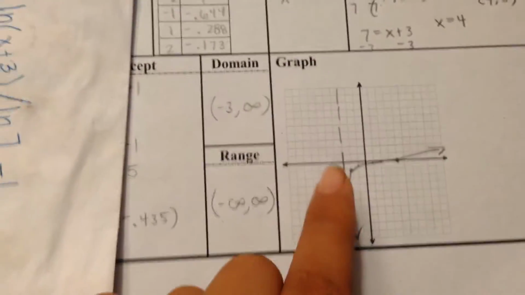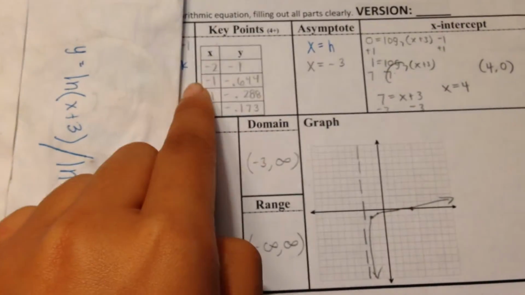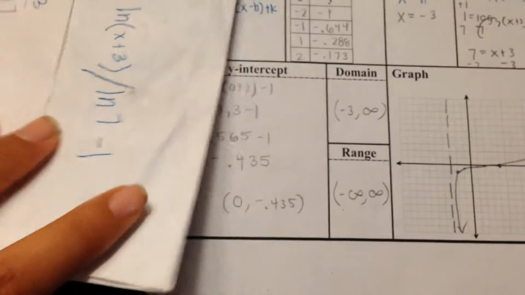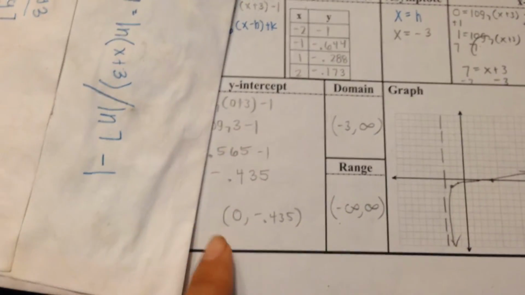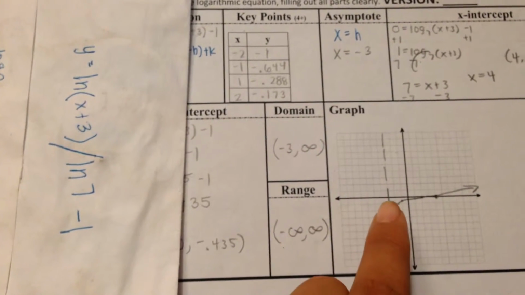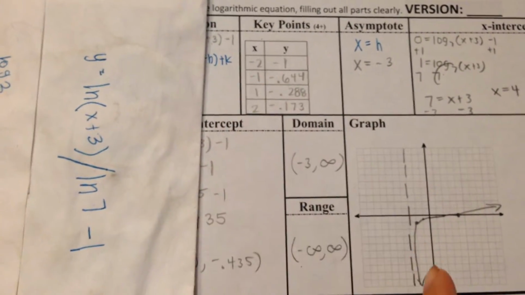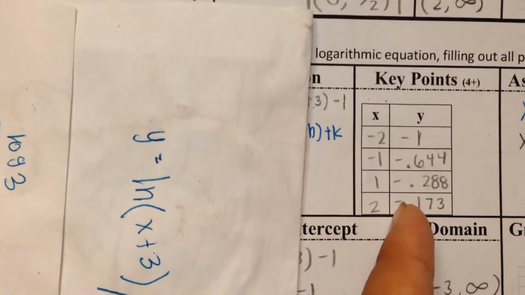I picked negative 2, negative 1, 1, and 2, because I have a 4 already, so I didn't want to plug in 4, since that's pointless. And I'm not going to plug in 0 because I already have that. So you just want to pick any points that are obviously to the right of the asymptote, because your graph is always going to be on the right. So negative 2 is to the right, and negative 1, 1, 2. Just plug those in. I got these numbers.